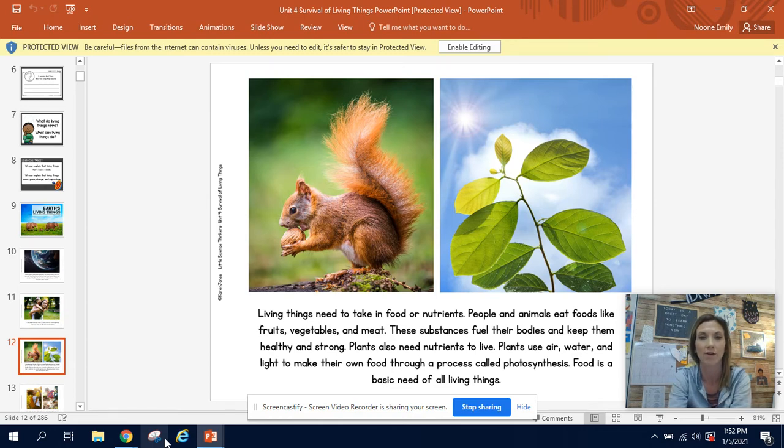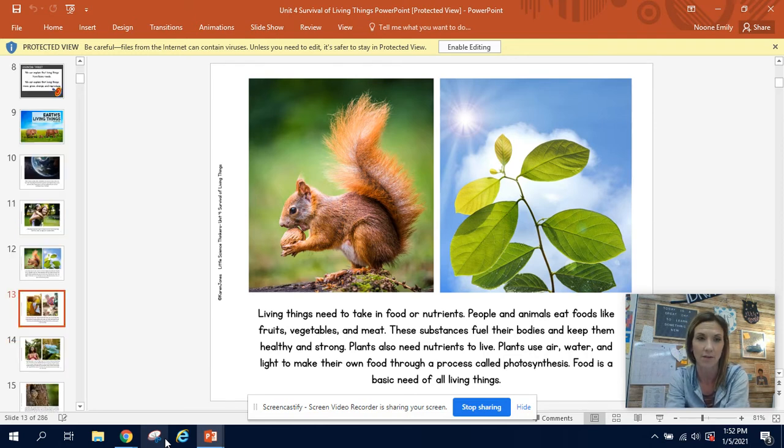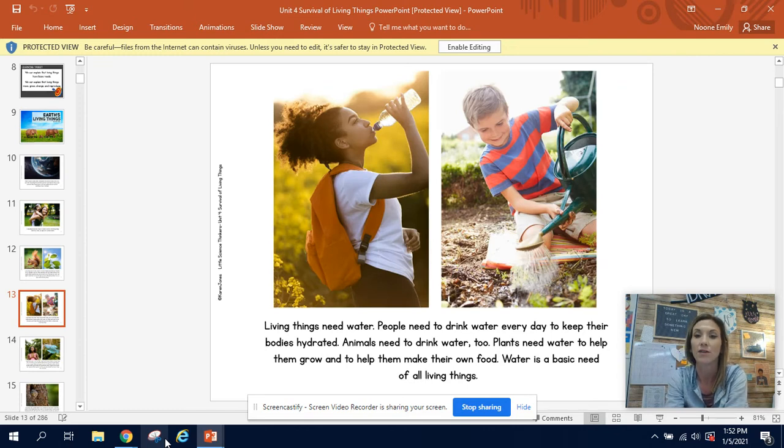So in this, we've learned that humans are living, animals are living, and even plants are living things on the earth. Living things also need water. People need to drink water every day. Animals need to drink water too. Plants need water to help them grow. Water is a basic need of all living things.